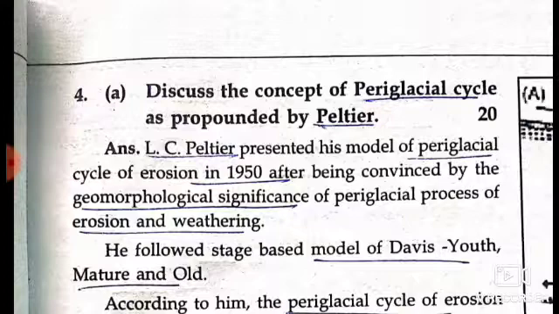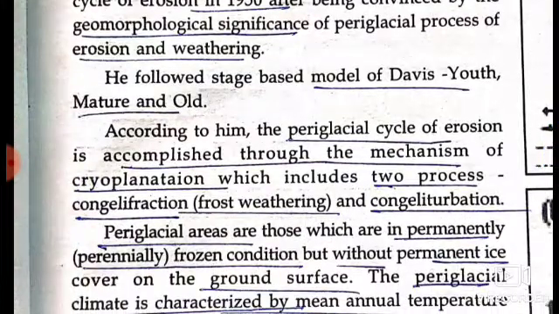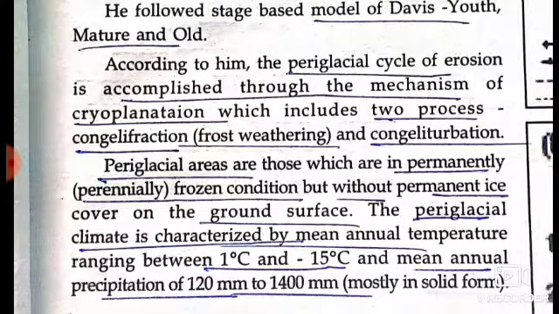So next question, discuss the concept of periglacial cycle propounded by Peltier. L.C. Peltier presented his model of periglacial cycle of erosion in 1950 after being convinced by the geomorphological significance of periglacial process of erosion and weathering. He followed the stage-based model of Davis: youth, mature, and old. According to him, the periglacial cycle of erosion is accomplished through the mechanism of cryoplanation, which includes two processes: congelifraction, frost weathering, and congeliturbation.